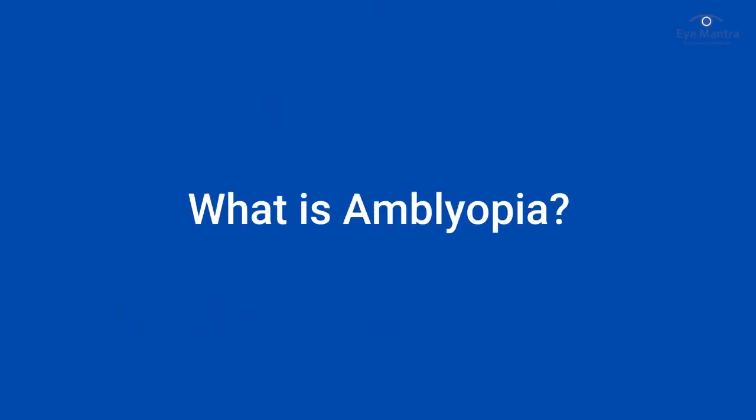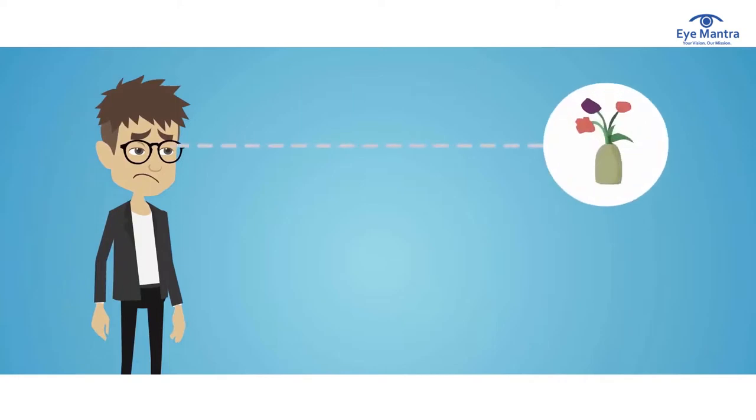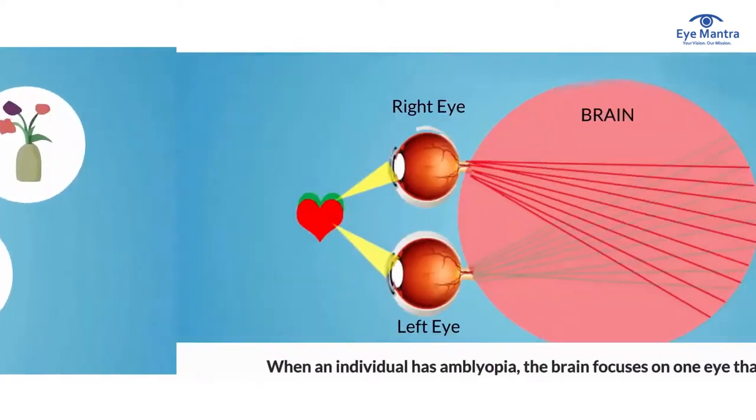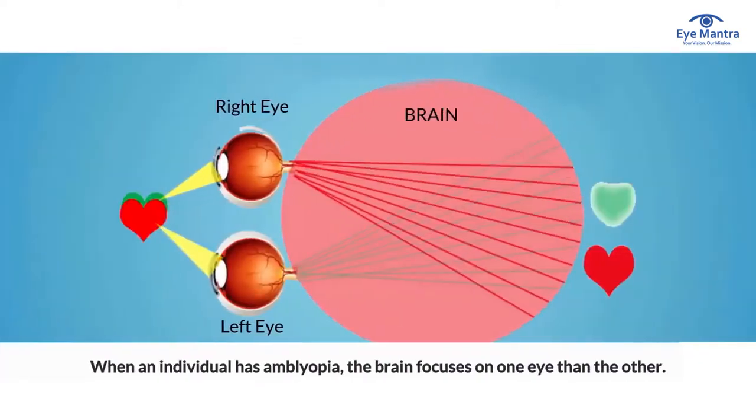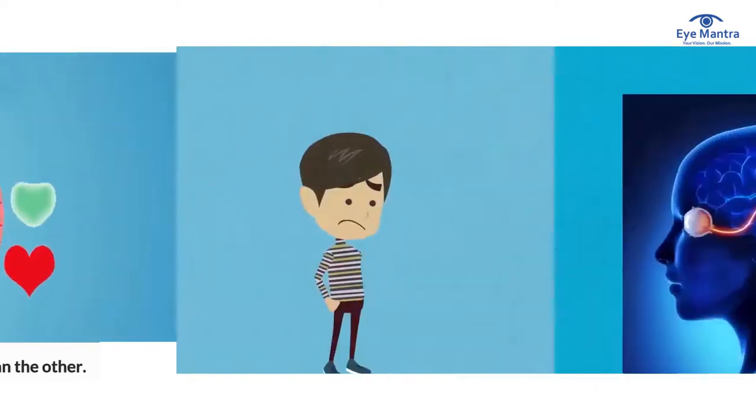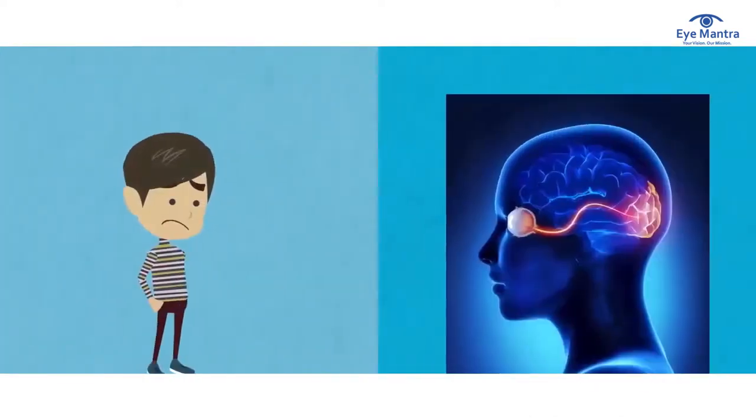What is amblyopia? Amblyopia, also known as lazy eye, is one of the most common causes of visual impairment in children. It occurs when there is a visual impairment in one eye. This happens because the eye fails to work properly with the brain. Amblyopia generally occurs in early childhood. The most prevalent reason for its occurrence is the visual abnormalities in the nerve pathways between the retina and the brain.